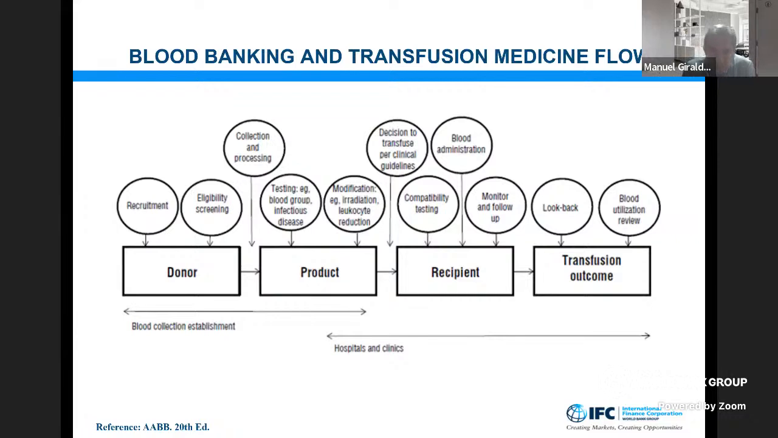So I start with the recruitment, then you do the screening of that patient. You want to make sure that they have a proper history, hemoglobin levels, all the things that we do before we actually collect the blood. Then the blood is collected. I'm not going to stop individually because it will take us forever, but these are the major components.